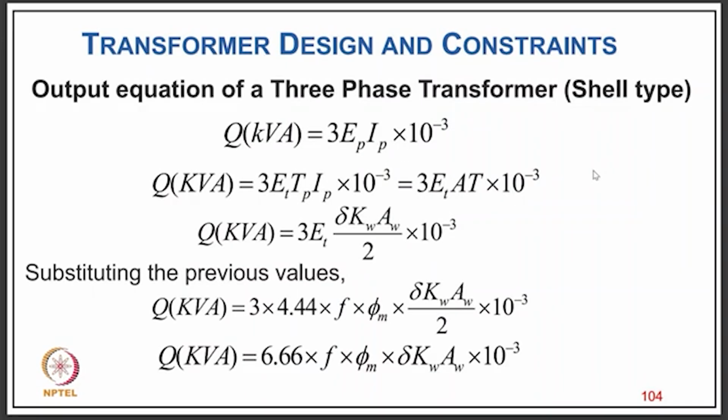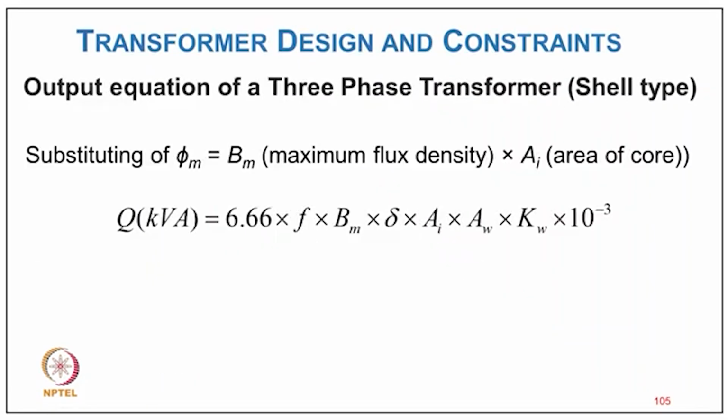So putting it in the output equation, Q equals 3 Et Tp Ip into 10 to the power minus 3, so it becomes 3 Et sigma Kw Aw by 2 into 10 to the power minus 3. Putting in the value of Et, Q equals 3 into 4.44 f phi m sigma Kw Aw by 2 into 10 power minus 3. So it becomes Q equal to 6.66 f phi m sigma Kw Aw into 10 power minus 3, and finally putting the value of phi m equal to Bm into Ai, Q becomes 6.66 f Bm sigma Kw Ai Aw.